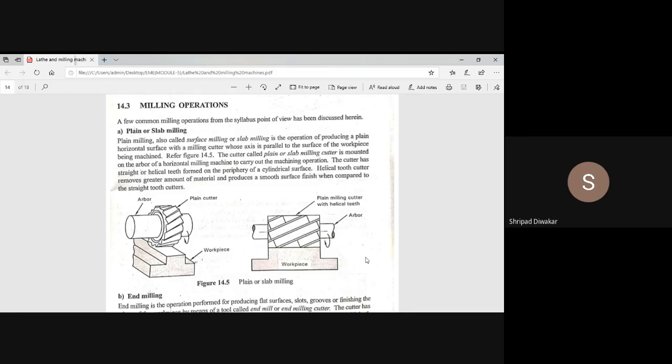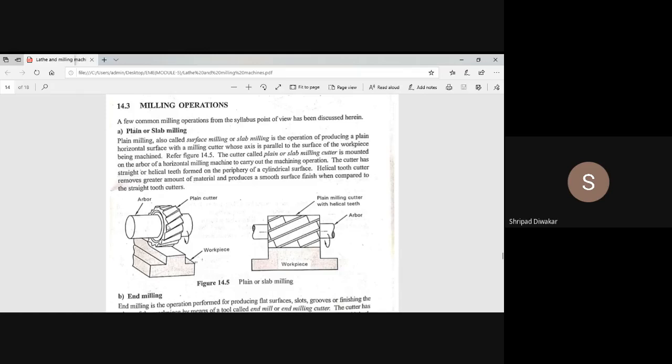Okay, the first operation is plane or slab milling. You see the 3D diagram, and this is the 2D diagram. Plane milling is also called surface milling, meaning cleaning the surface of the given workpiece, or slab milling, for the generation of a plain horizontal surface with a milling cutter whose axis is parallel to the surface of the workpiece. You see, this is the axis of the workpiece and this is the axis of the cutter. So both are in a parallel direction.